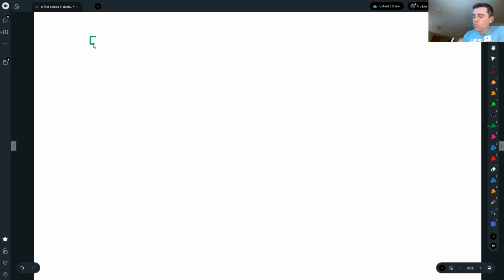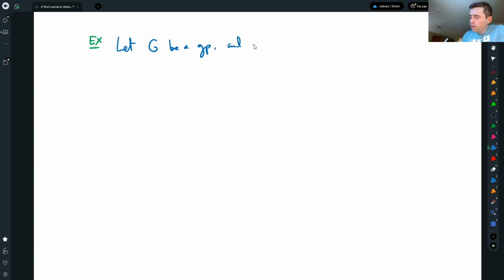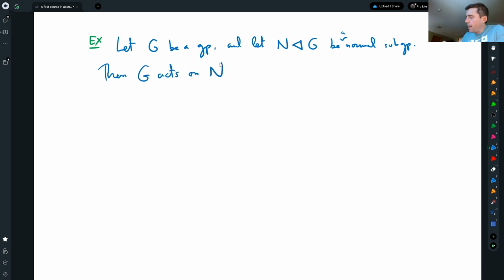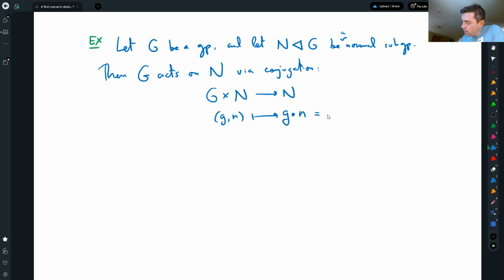Another example. I think I'm going to do a couple more examples. Let me give you first this one. So let G be a group, and let N be a normal subgroup. Then G acts on N via conjugation. So the map is now from G cross N to N. So the set is N, and G acts on N via conjugating.